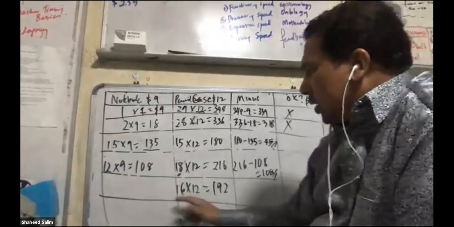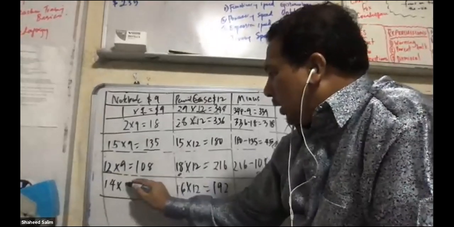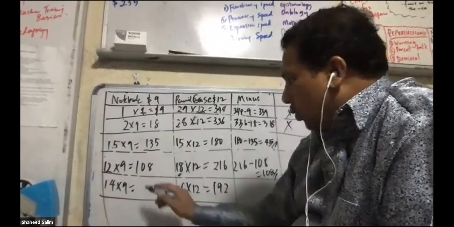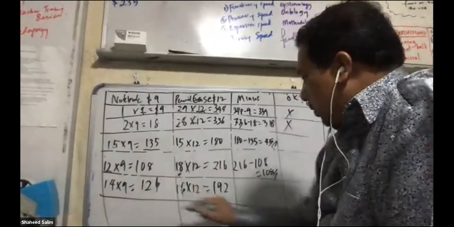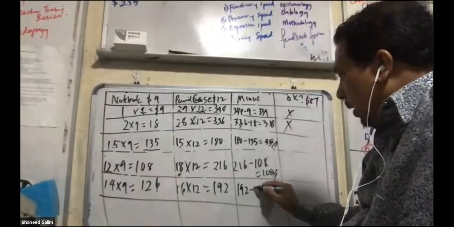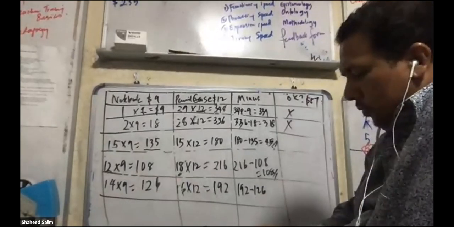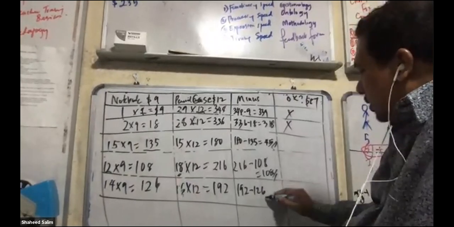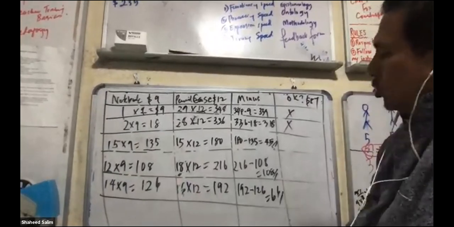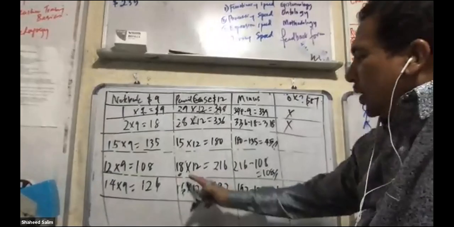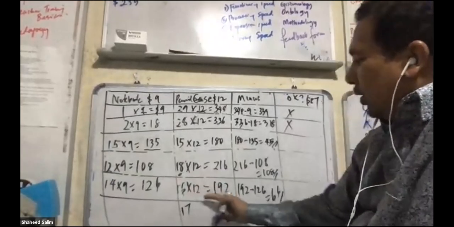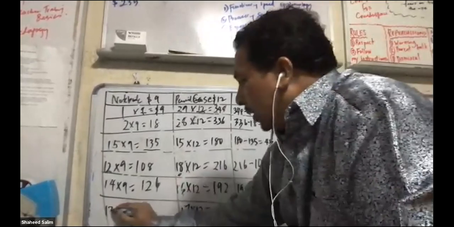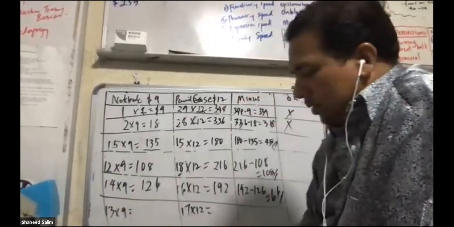And then now here 16, 14. 14 times 9 is 126. 192 minus 126 is 66. Too small. I must increase this. So must be 17 lah. Can you see that? So 17 times 12, you try lah. And then 13 times 9, I think you will get the answer.